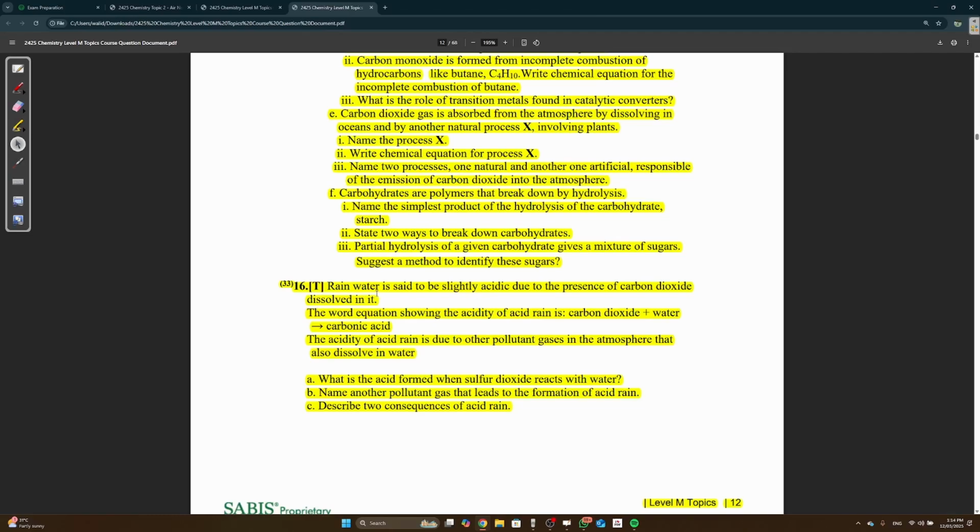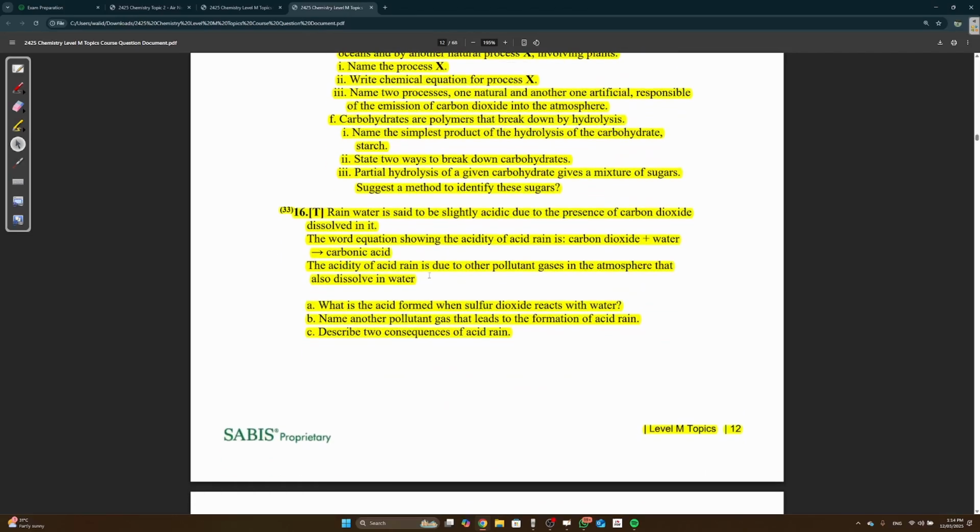Question 16. Rainwater is said to be slightly acidic due to the presence of carbon dioxide dissolved in it. By the way, this is part F. I don't think you'll get something like this. The word equation showing the acidity of acid rain is carbon dioxide plus water to produce carbonic acid. The acidity of acid rain is due to other pollutant gases. What is the acid formed when sulfur dioxide reacts with water? Obviously, sulfuric acid, right?